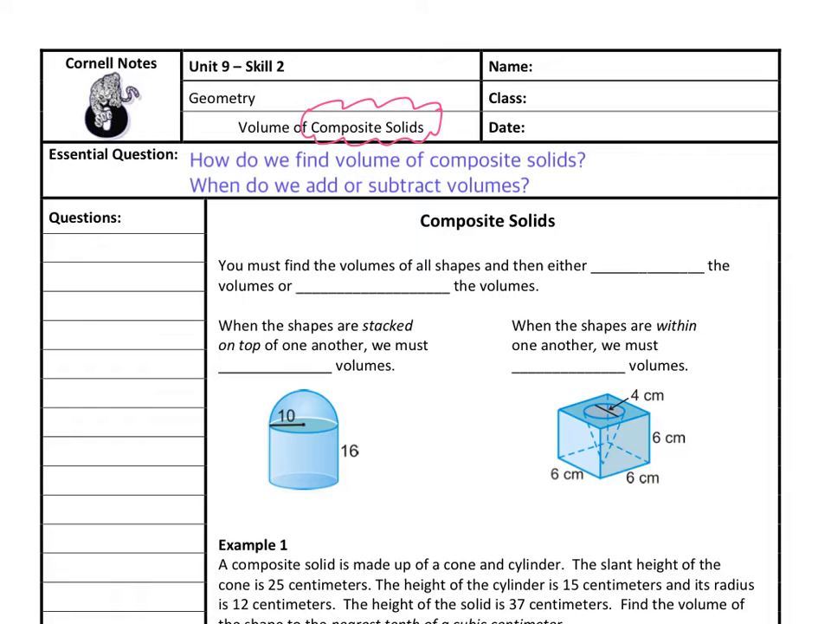And then a second question related to that is when do we add or subtract volumes? Because we're going to have to do one or the other each time you have a composite solid. So take a second to copy that down for me.